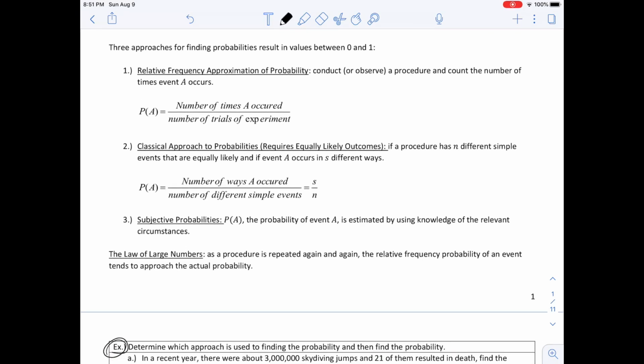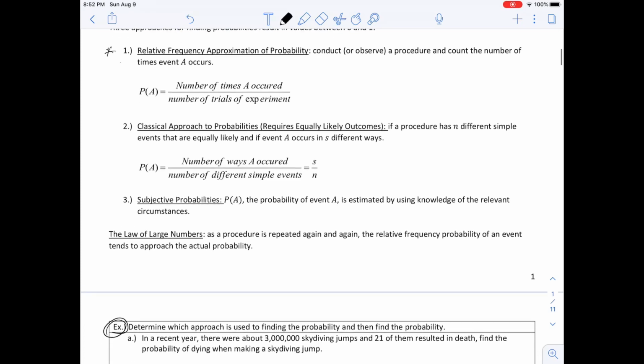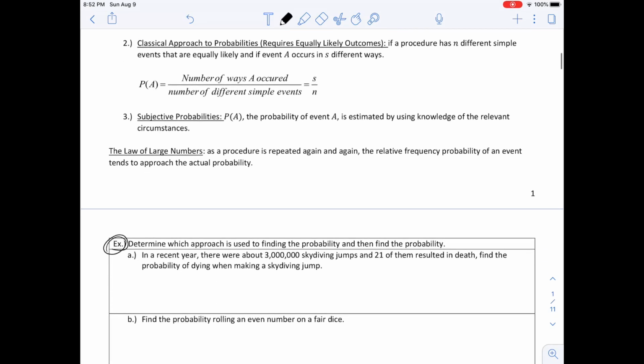We have 3 approaches for finding probability results in values between 0 and 1. The first one that we have is a relative frequency approximation of a probability. We're going to conduct or observe a procedure and count the number of times event A occurs. And so to calculate the probability of A, we're going to take the number of times A occurred and divide by the number of trials of an experiment.